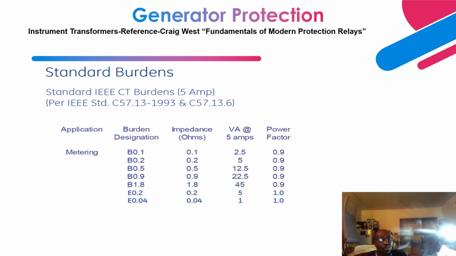Similarly, B0.2 means 0.2 ohms. Then B0.5, 0.5 ohms. B0.9, 0.9 ohms. B1.8, 1.8 ohms. Similarly, you can choose to designate your burden either in ohms or volt amperes. If you choose to represent it in volt amperes, this is how they are represented in volt amperes.